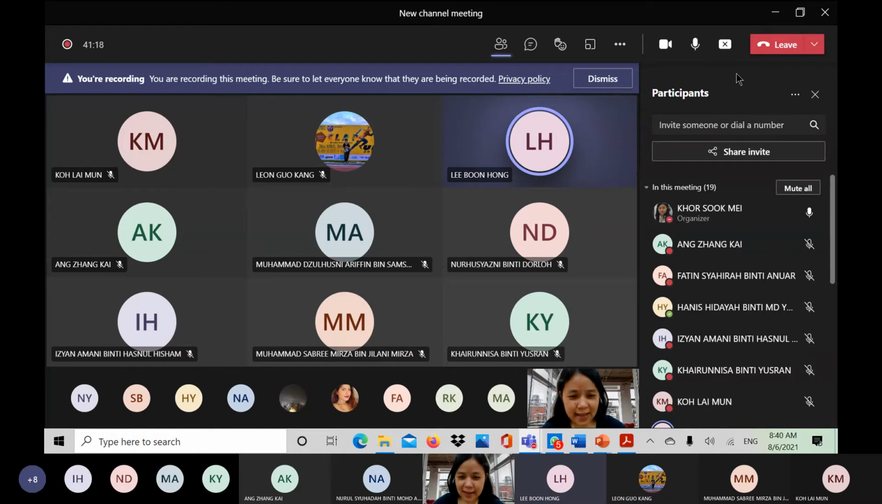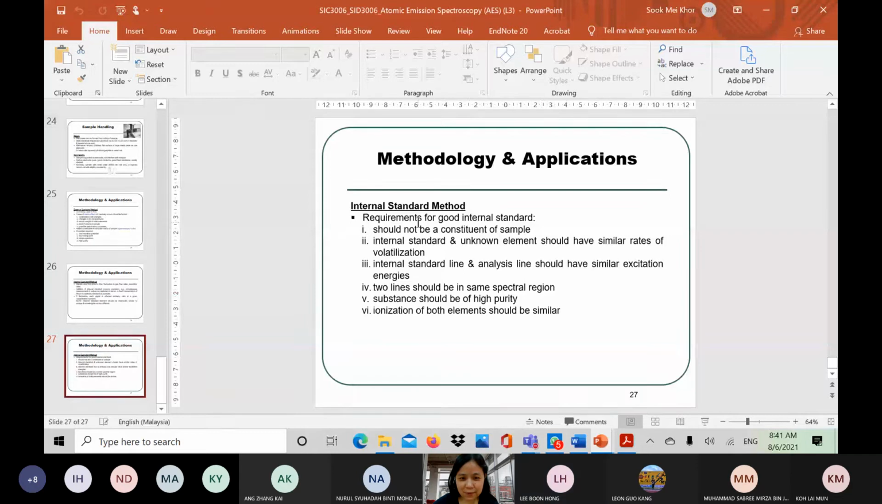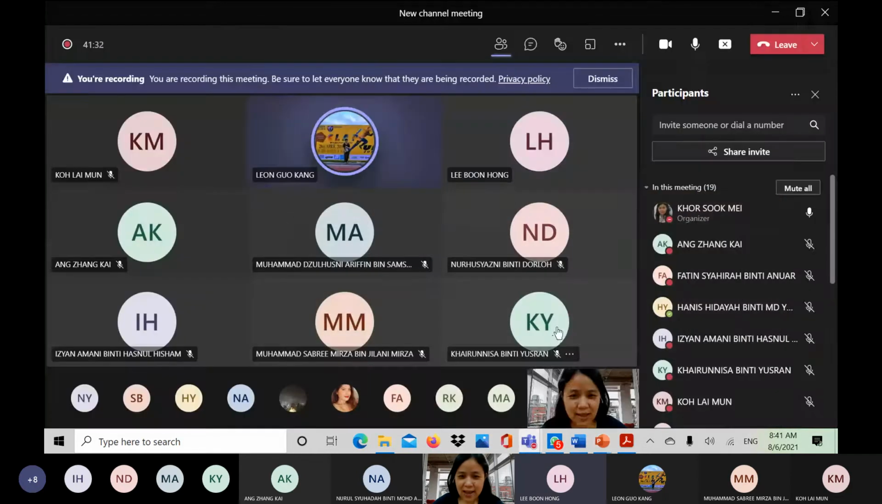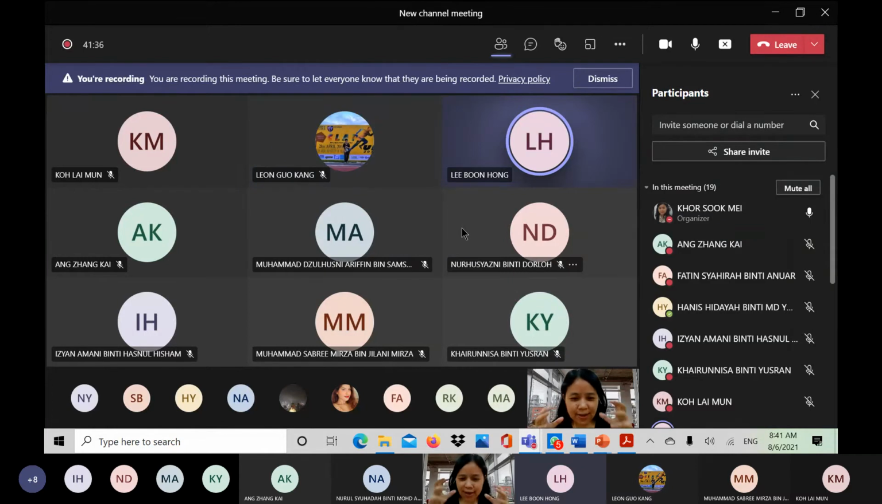Yes, what you mentioned is a fact. What has been mentioned here is the requirement for a good internal standard, but it's not answering the question. No worries, I will guide you to answer the question. So how can we know that all the criteria are needed for this internal standard? No worries, Lee. This is a discussion process. We learn together.